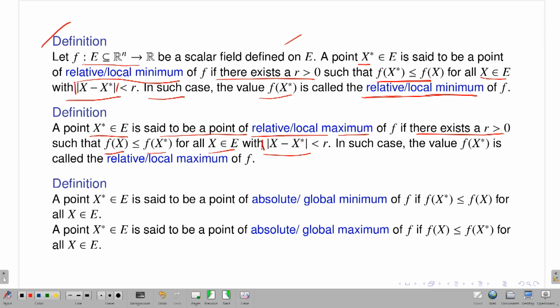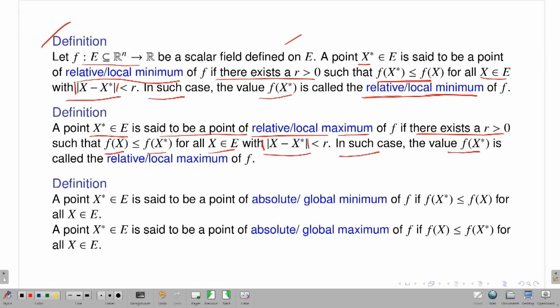So, I think you should write it as a norm also, the Euclidean norm. So, norm of x minus x star less than r. If I take x from E such that norm of x minus x star is less than r, then the value of f at x is always less or equal to the value of f at x star. In such a case, x star is the point of relative or local maxima, and f of x star is called the relative or local maximum of f.